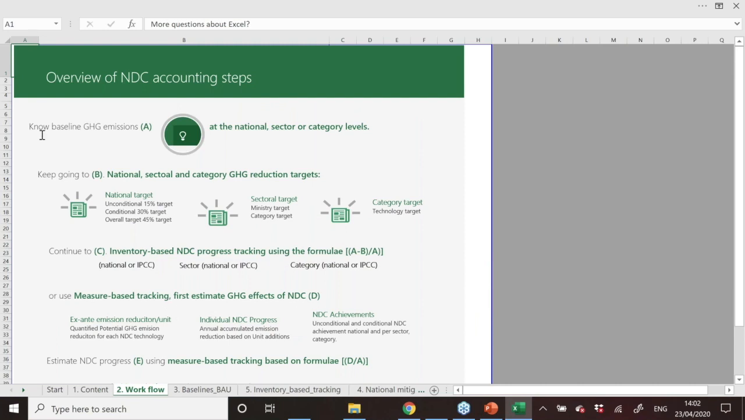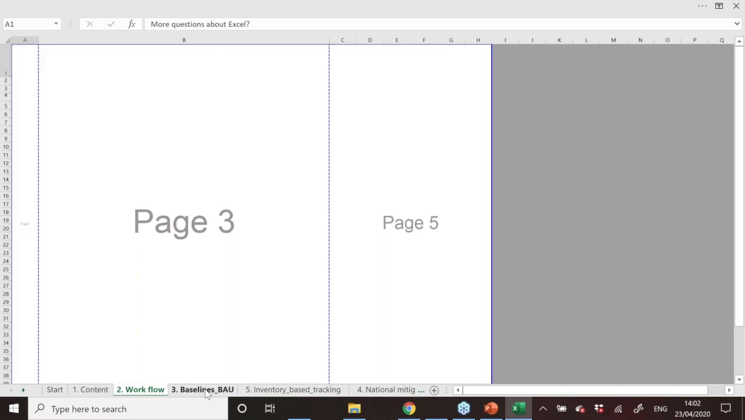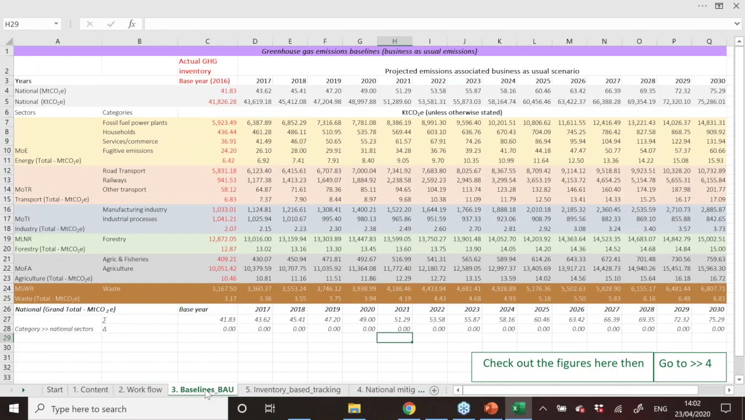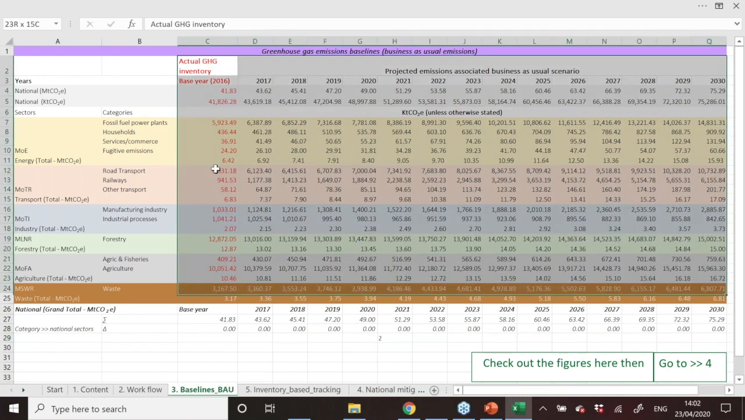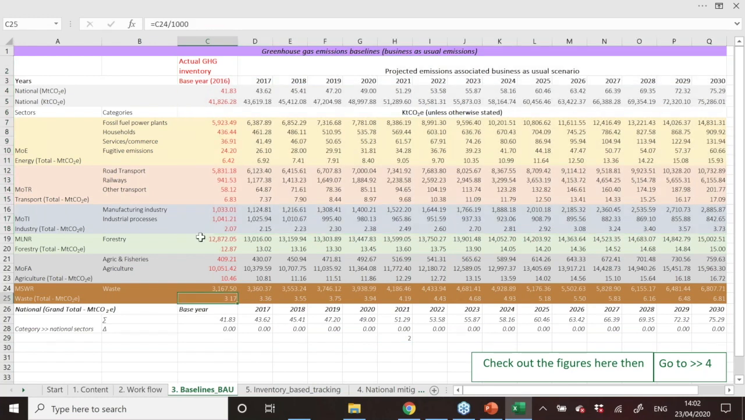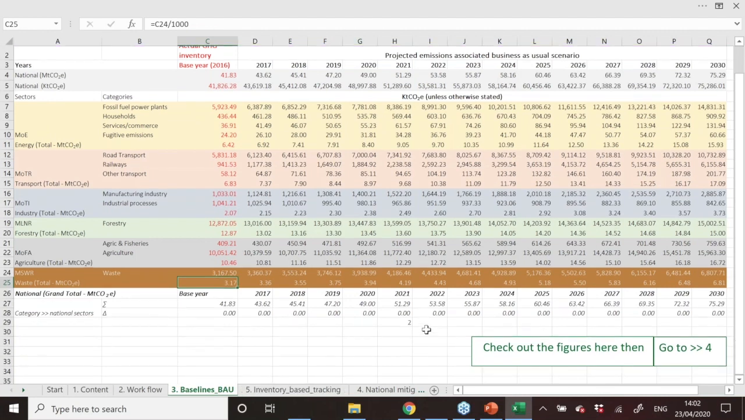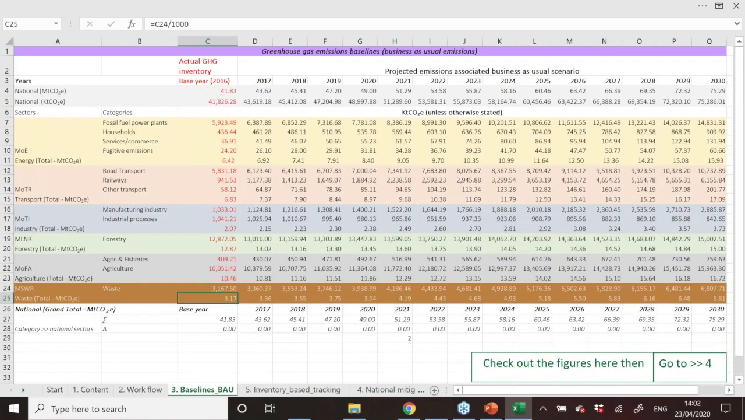The first thing you need to do is to go to your GHG baseline. This is our GHG baseline at a national level, and also per sector, and also per category. The red line is the baseline from the GHG inventories, and the rest were projected up to 2030. Once you have this, in this tool, you can't touch these figures. They ought to be the same because these figures were agreed upon when the NDCs were published.